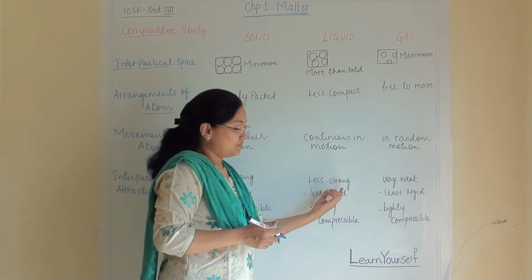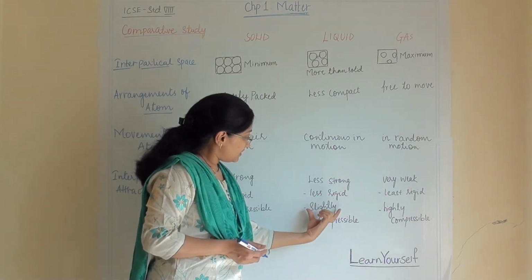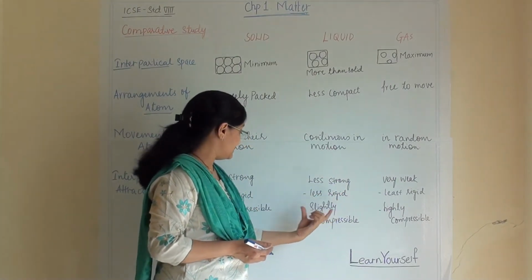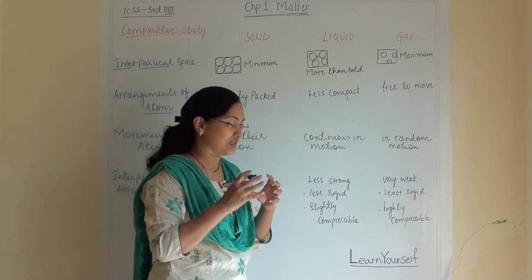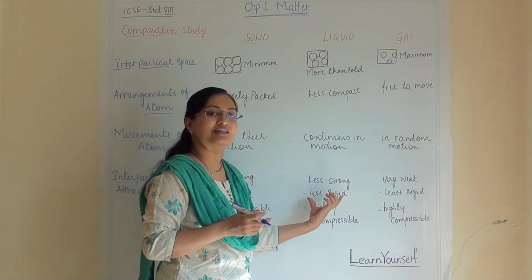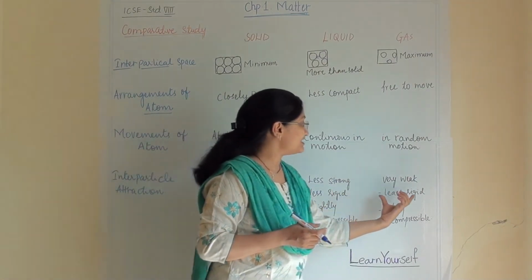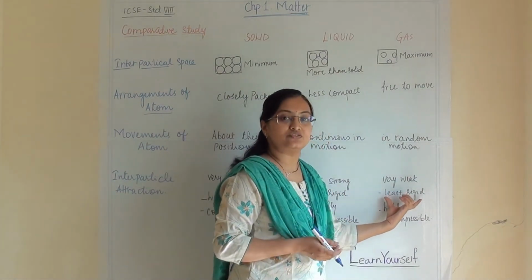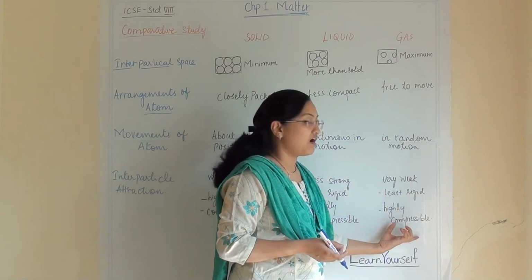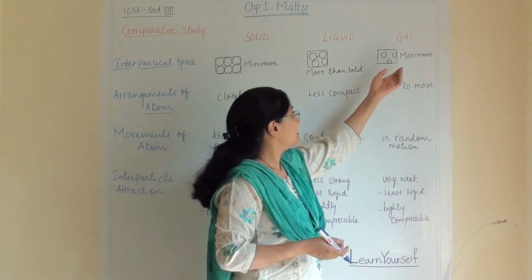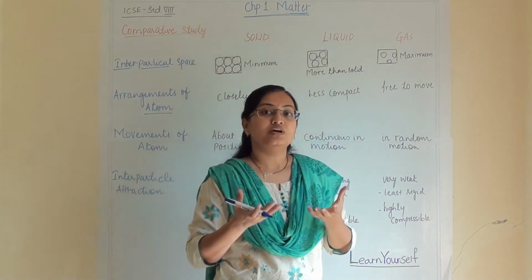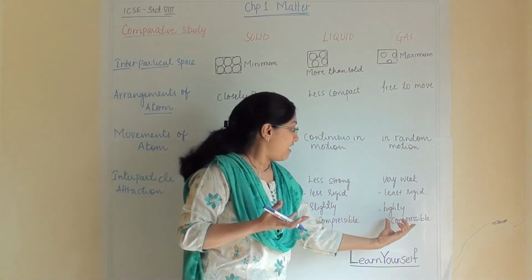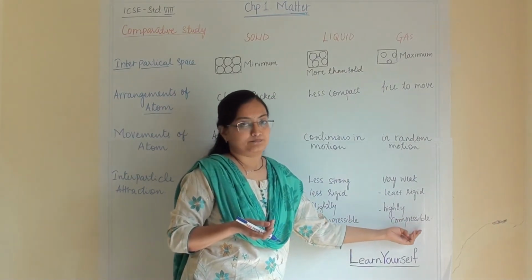Whereas in liquid, they are slightly compressible because we have a little space in between them, and they are less rigid. Whereas in the gas, they are least rigid and they are highly compressible because they have a lot of space in between the atoms.